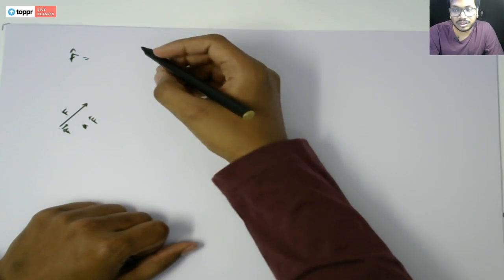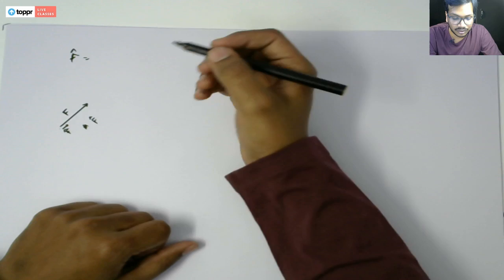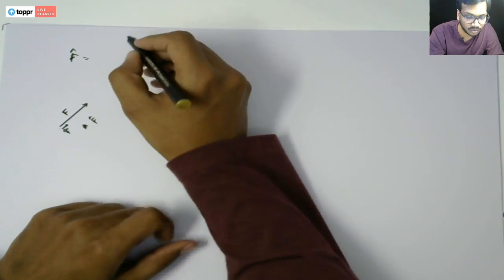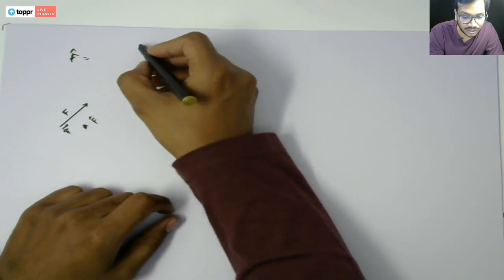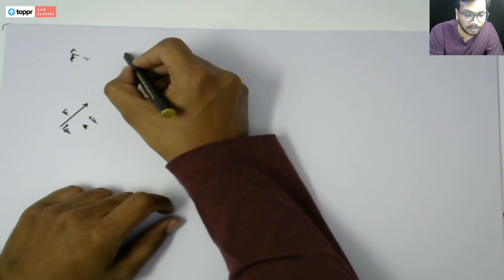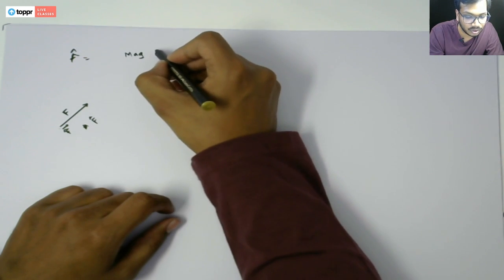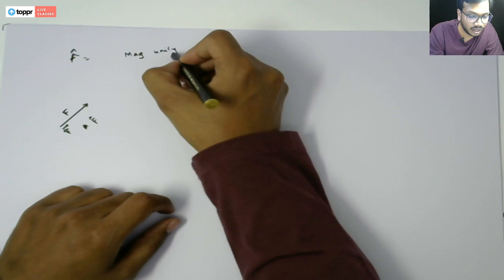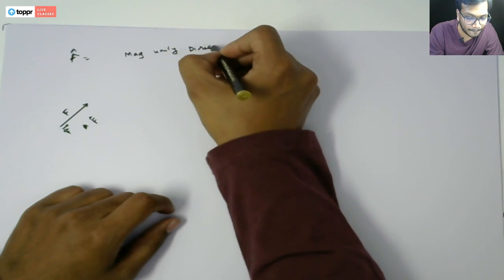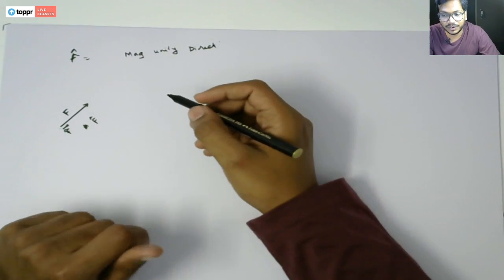Again, we need to learn the notations of vectors. For that I'll come back to this again. So for now, let's just understand that a unit vector is a vector with magnitude of unity and direction. Okay, this is the unit vector.